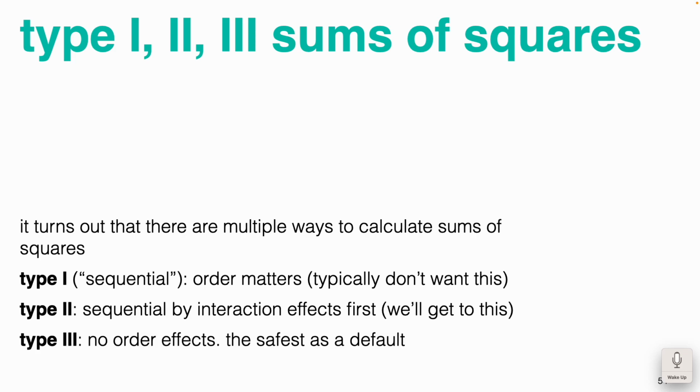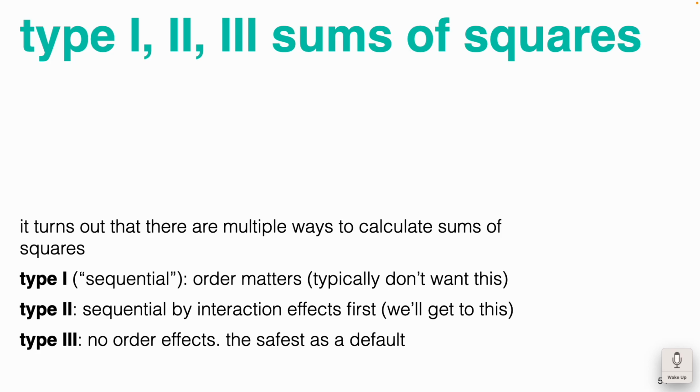Type 3, no order effects, and this is the safest as default. So whenever I do an ANOVA, I always come back to this slide, or like the slide before it, and say, this is how I do type 3. Use type 3 sums of squared error. Very important. Just memorize that, okay?